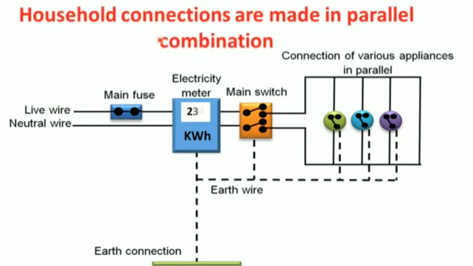From the main line, two wires enter our houses. One is the live wire, the other is the neutral wire. The live wire passes through the main fuse, then through the electricity meter, and then through the main switch, and from the main switch these two wires, live and neutral, pass through different appliances connected in parallel combination. All these appliances are also connected with the earthing system of the house.